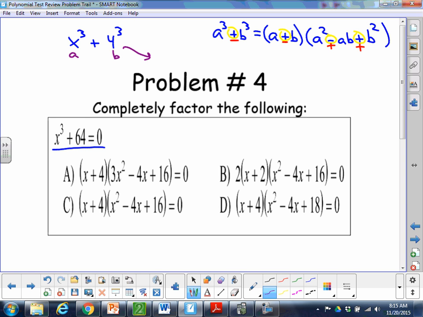So if we just plug in, it's going to equal, setting it up over here, A plus B. So for our problem, it's x plus 4. Okay, A squared, remember our first term is x, so x squared, minus x times 4, we write that as 4x, and then plus B squared, so plus 4 squared, which is 16.